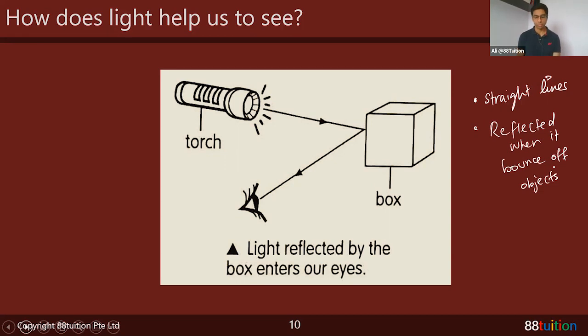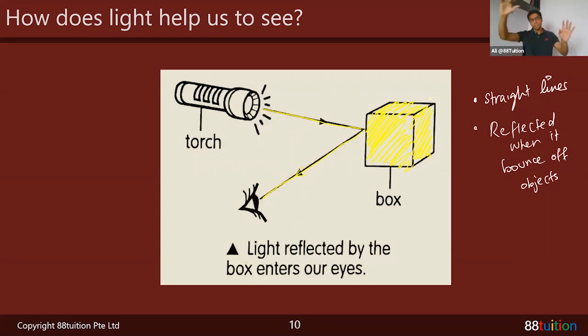So therefore, you can see in the diagram that the light actually travels in a straight line. There's no curving. Okay, and then another straight line. And then there's a bounce off because it hits the object. And therefore, the eye is actually seeing the box with some color, or can see the box. Maybe I shouldn't say the word color, but yes, you can see the color of the box, of course.